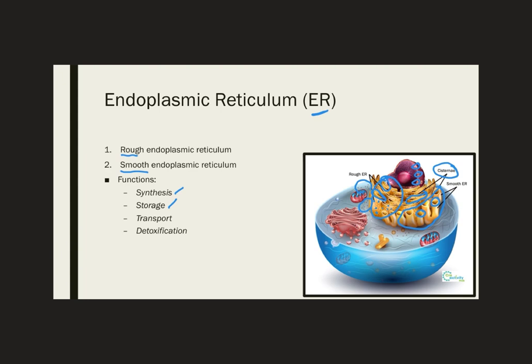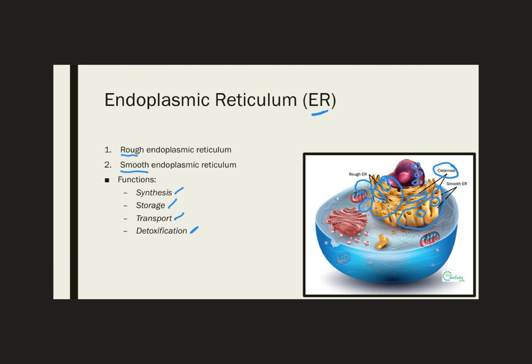Then it also helps with transport of substances, since they are able to travel from place to place within the cell inside the cisternae of the ER. And lastly, it has a very important function of detoxification. Not that the other functions are not as important, but the ER absorbs drugs and toxins and neutralizes them with enzymes. And in this way, it is able to remove toxins from the body.